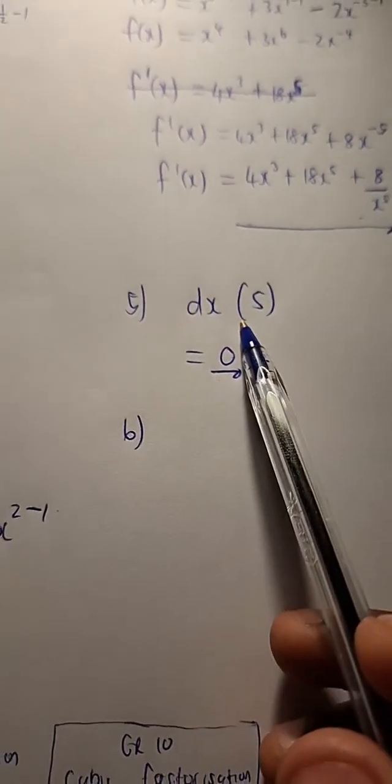So yeah, derivative of x, deriving with respect to x, where there's a constant, it's equal to 0. Then let's look at this last one.